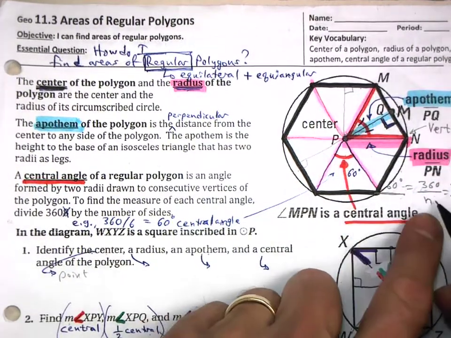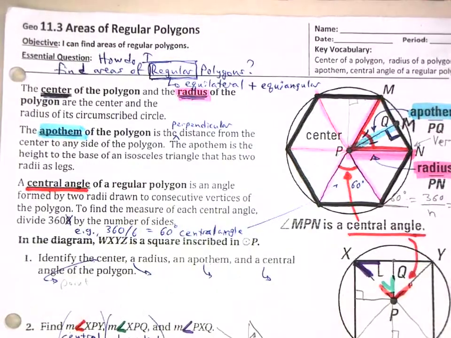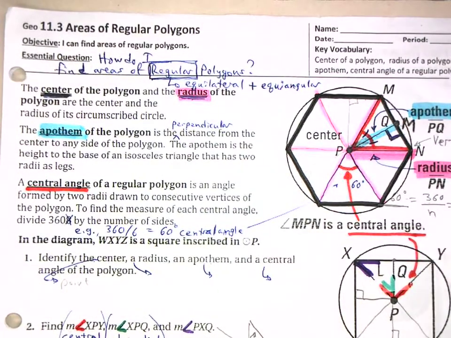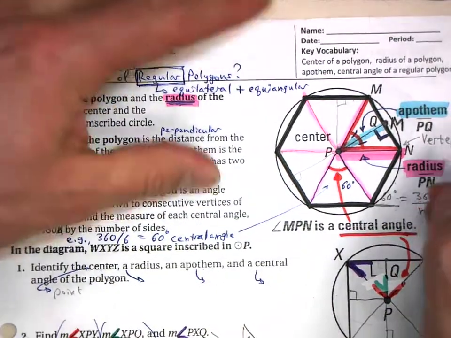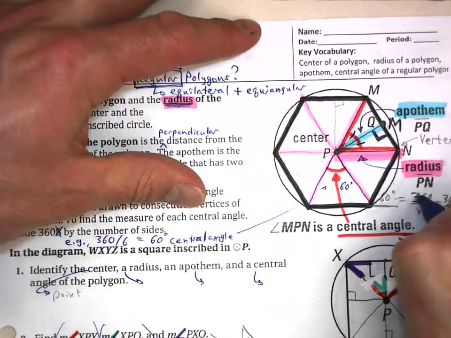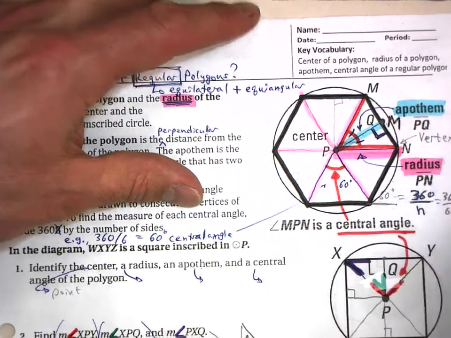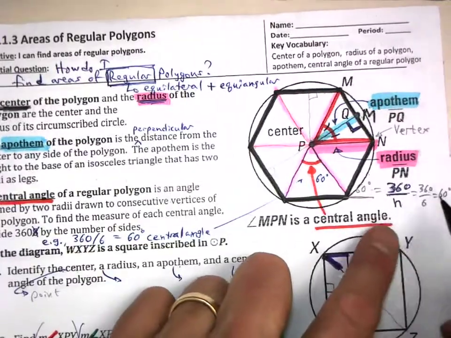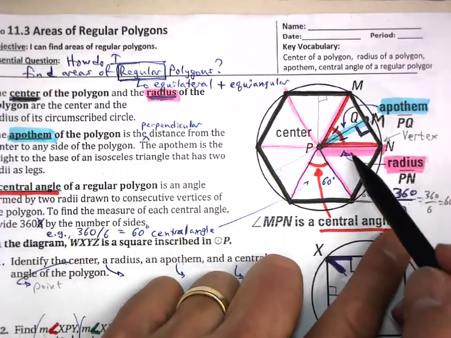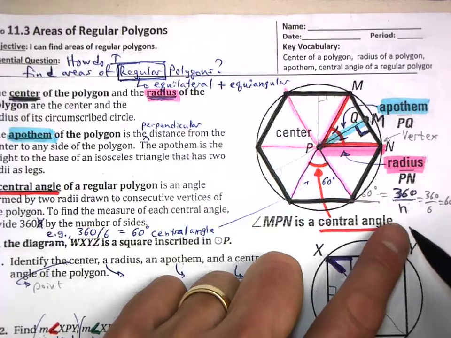Therefore, to calculate the, I really should have a pen. To calculate the central angle, all that you have to do is take 360 here, and then divide it by the number of sides. 360 divided by the number of sides, and that will give you your central angle for a regular polygon.